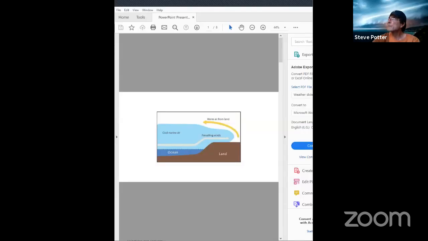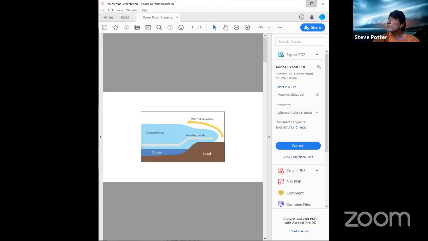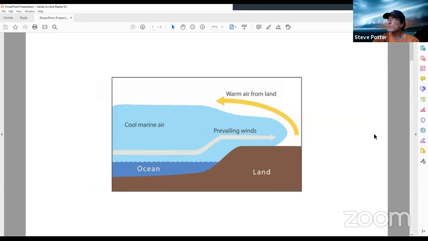So now I'm going to pull up some slides, and we'll go through those. Where is it? Okay, right here. And so we'll maximize that, get rid of the side.